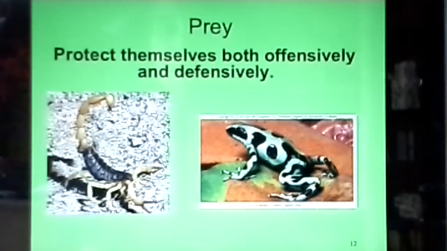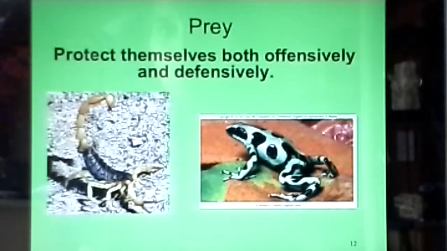Animal prey does the same. Morphologically, if you look on the left and you're looking at the scorpion, it's got a shell, it's got claws to protect itself, and it also has a chemical defense in the stinger because it's poisonous. The same is for the frog on the right. That's a poison dart frog. When poison dart frogs are frightened or agitated, they sweat poison.